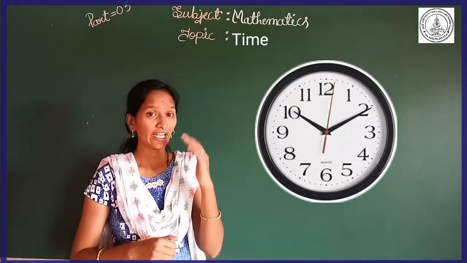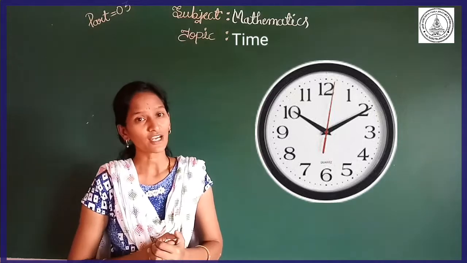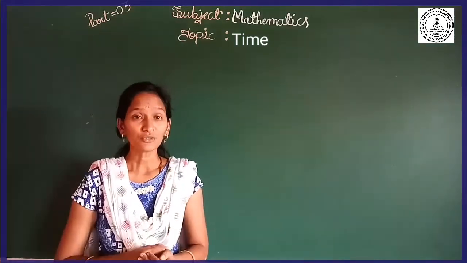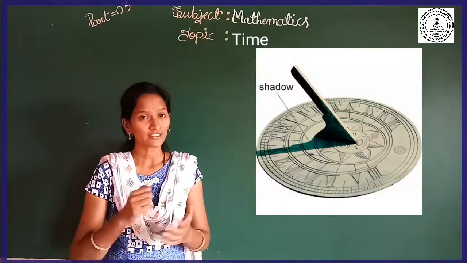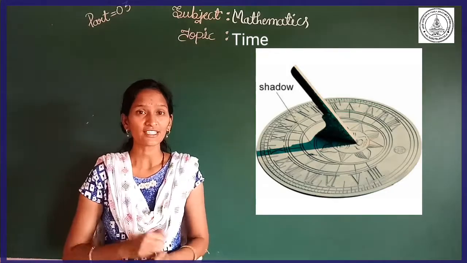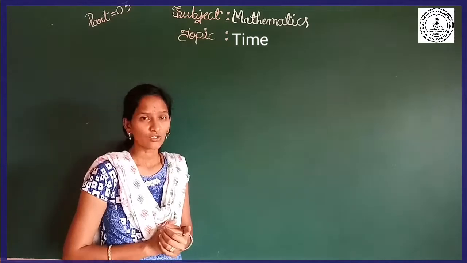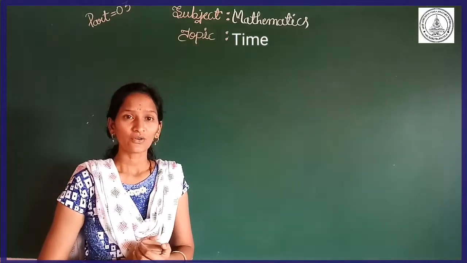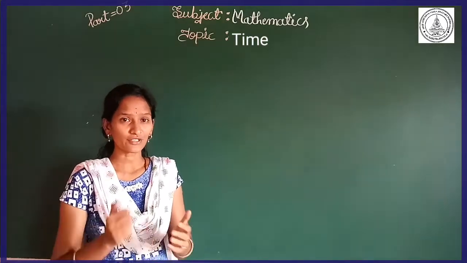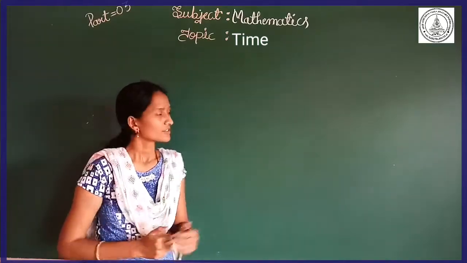Okay? But in ancient days, people were using the sundial. By using the sundial, they knew the time. Nowadays, we are using different types of clocks: analog clock, digital clock. Okay? These are all the clocks we are using nowadays. Yes. So now look here.